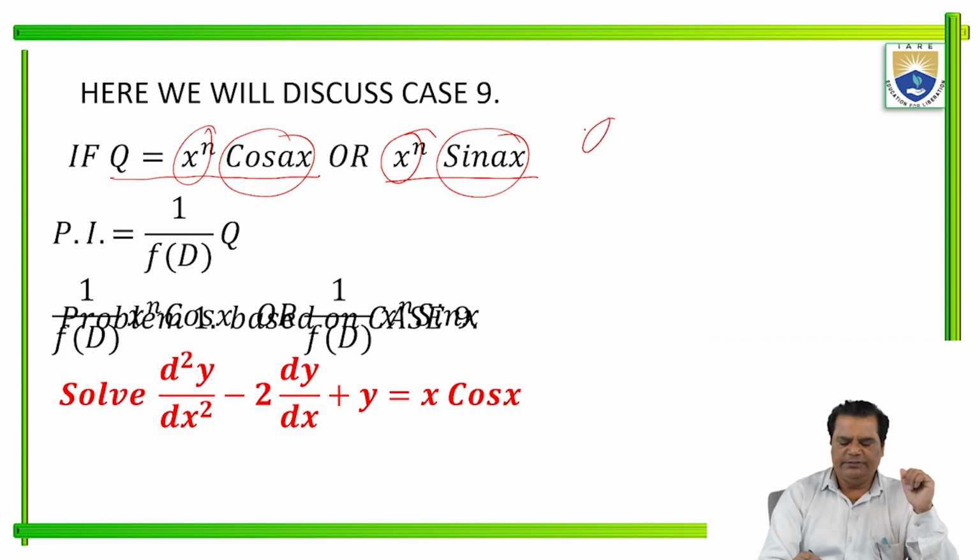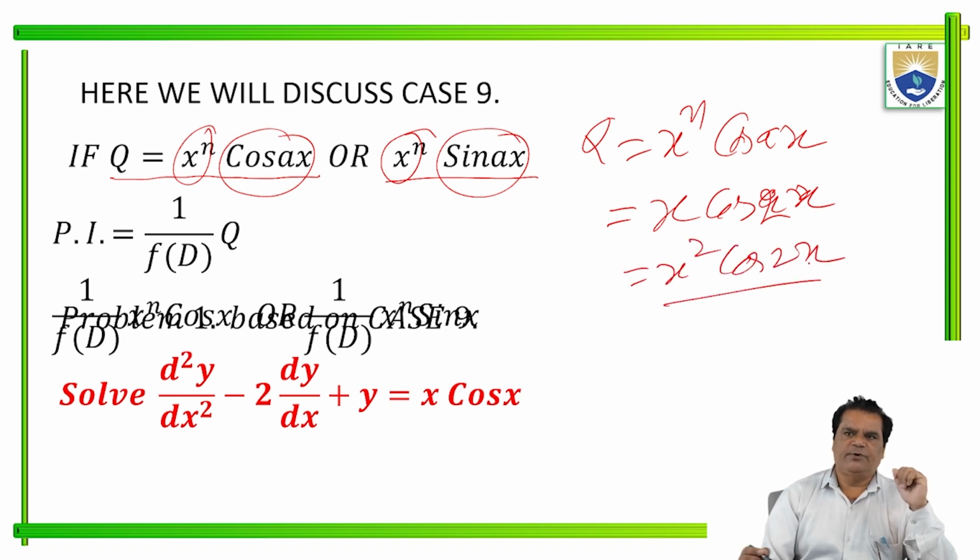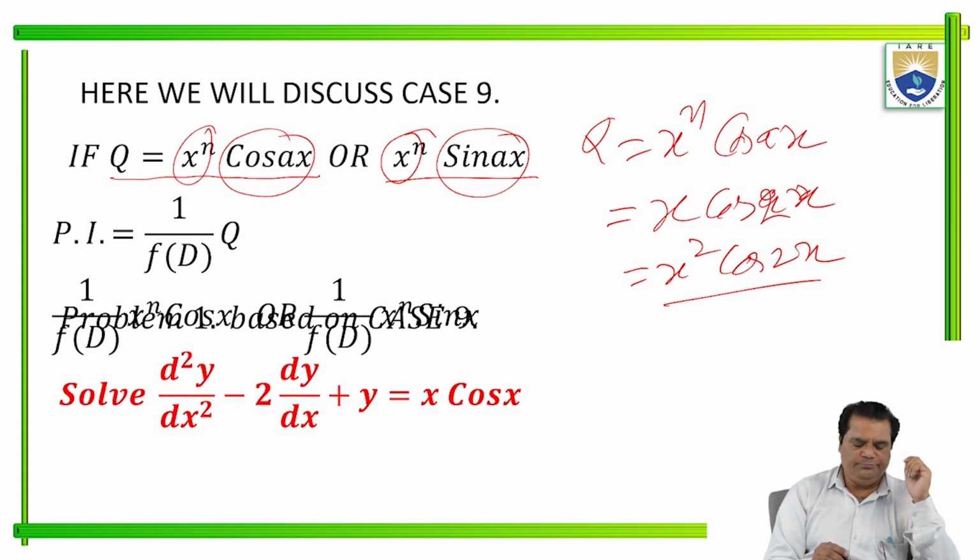So here Q is x to the power n and cos ax, like x cos ax, cos 2x, x square cos 2x. These types of functions come here. So now what is PI? PI is 1 upon f(D) Q. So f(D) and Q is x to the power n and sin ax.